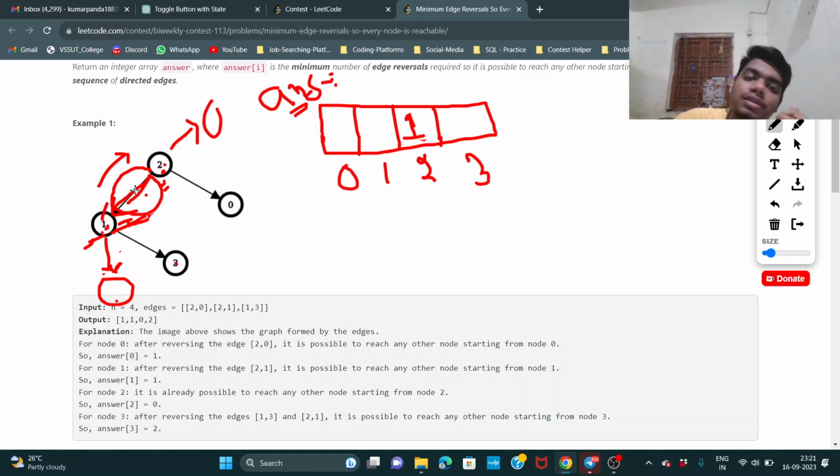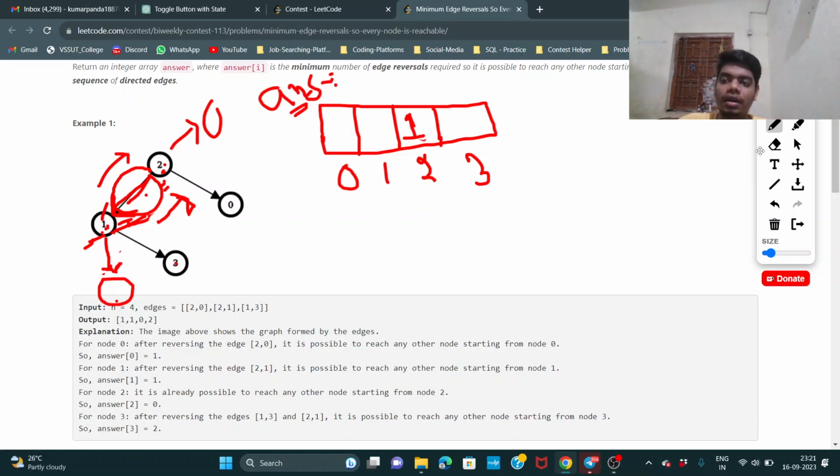I just have to reverse this edge. This is the thing. If the edge is like this, then I just have to decrease my answer by 1. I mean, whatever the answer for the root node, just do minus 1, and that is your answer for the child node. And if the edge is like this, pointing to the child node, then whatever the answer for the root node, add a plus 1, and that will become your answer for the child node.